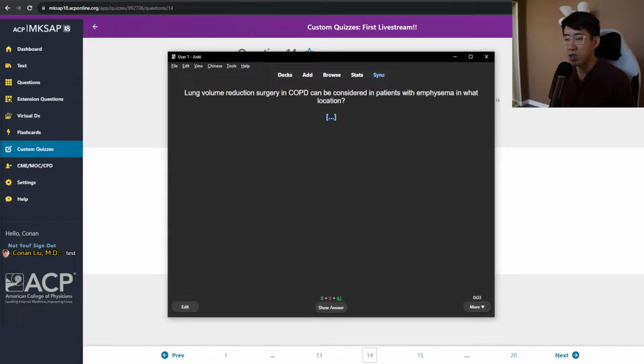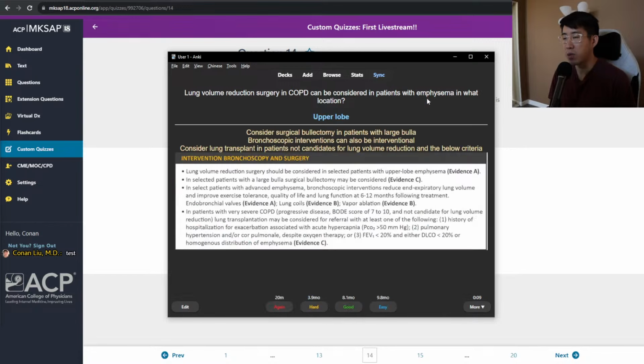Lung volume reduction surgery in COPD can be considered in patients with emphysema in what location? This is typically going to be in the upper lobes. I'm not sure why it's predominantly in the upper lobes, but this is where you chop off a piece of the lung in order to reduce the burden of their COPD. Like you cut out a bunch of the diseased lung, essentially.